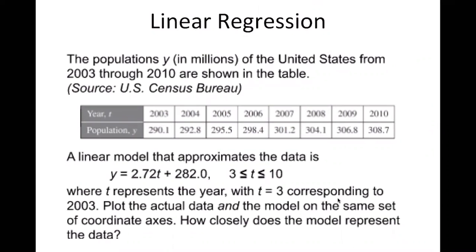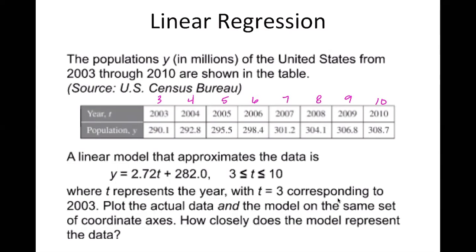So they will give you something like this. They're giving you the year and the population. And they're giving you actually the equation of the line that approximates the data. Notice that they're using t between 3 and 10. Usually when they're doing years, they like to use just how many years since a certain date. So in this case, they're using 3, 4, 5, 6, 7, 8, 9, and 10 for their x values.